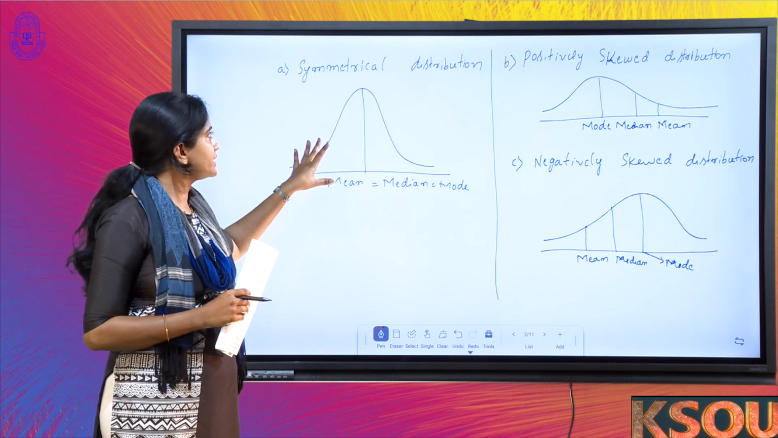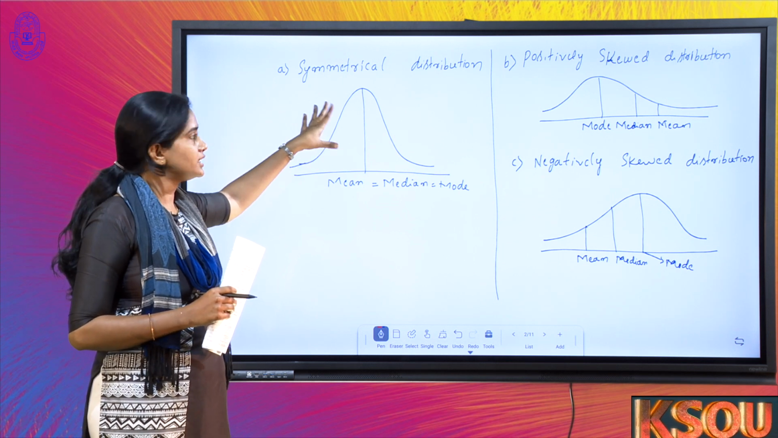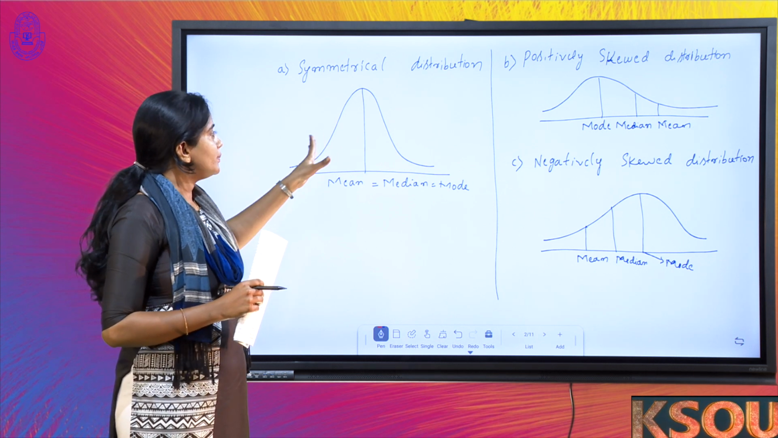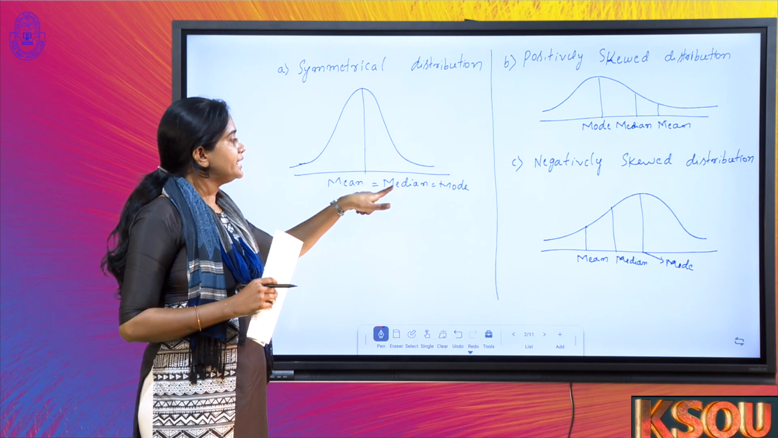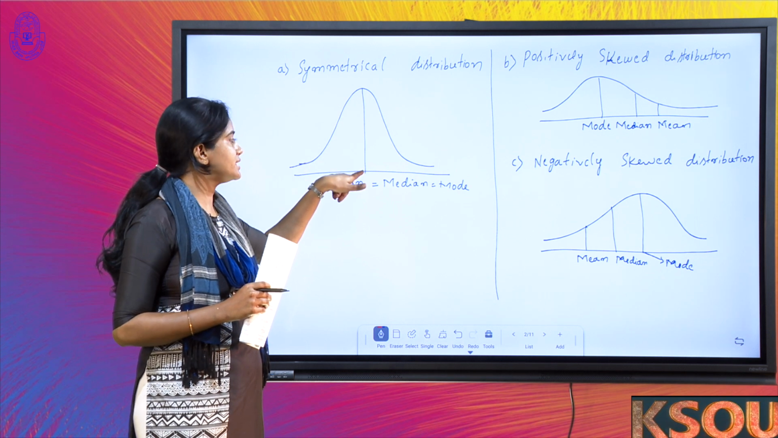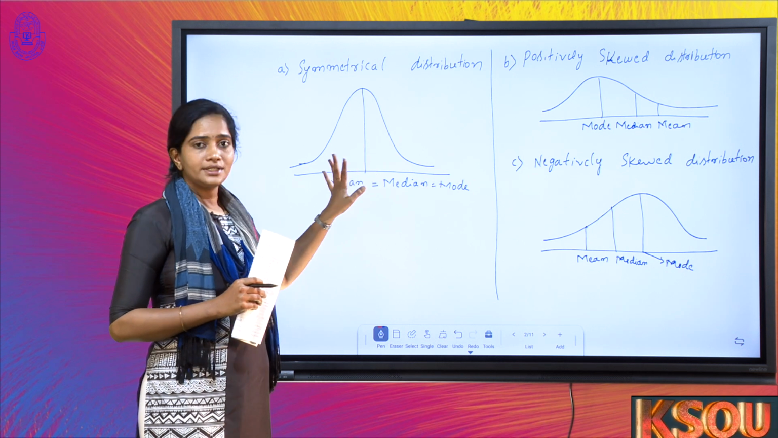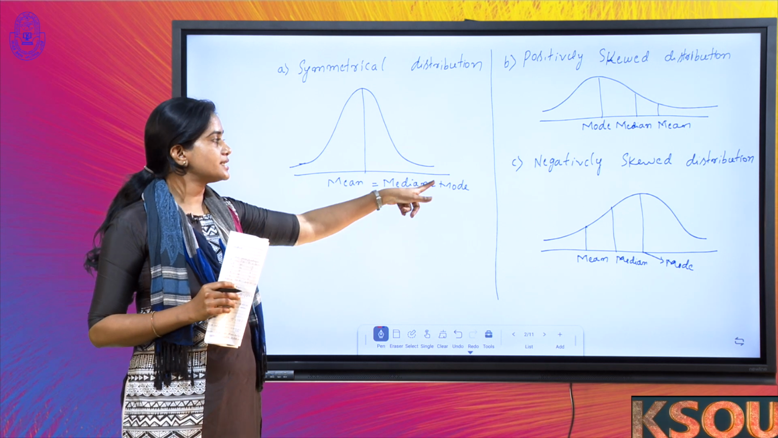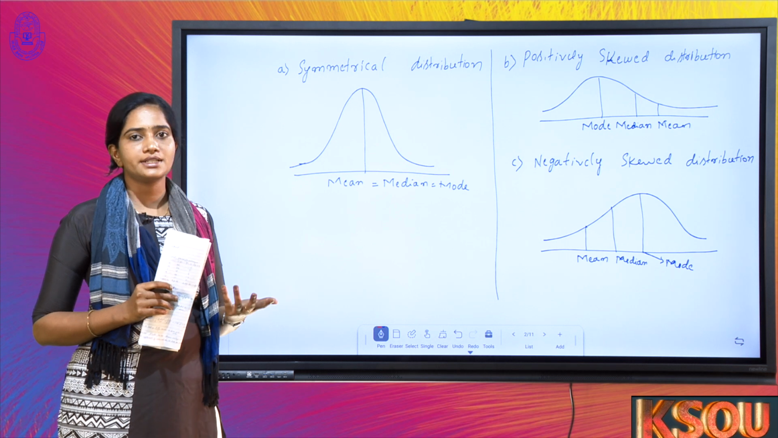So, here we can see this distribution. This is a symmetrical distribution, or you can say normal distribution, where you have a bell shaped curve. In this case, mean, median and mode, all the measures of central tendency, are located in the same place in the center, that is mean is equal to median is equal to mode. But when we say asymmetry, then mean is not equal to median, median is not equal to mode. There will be an asymmetry in the frequency distribution.